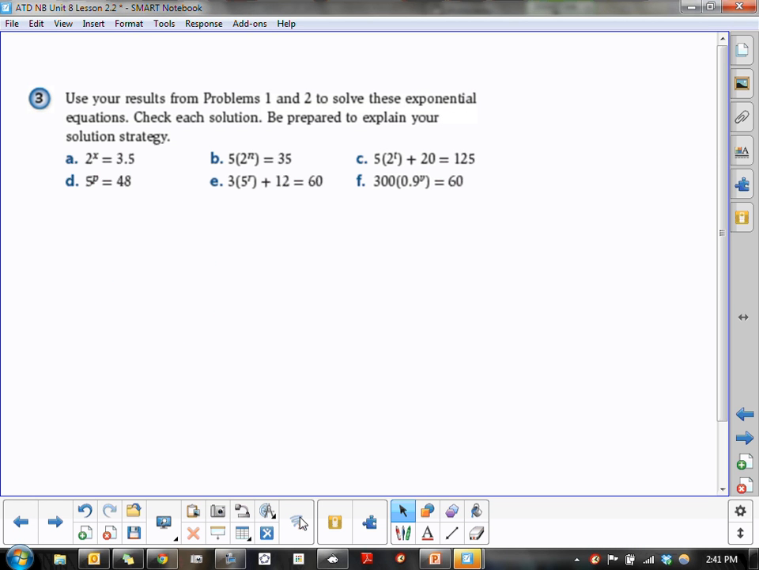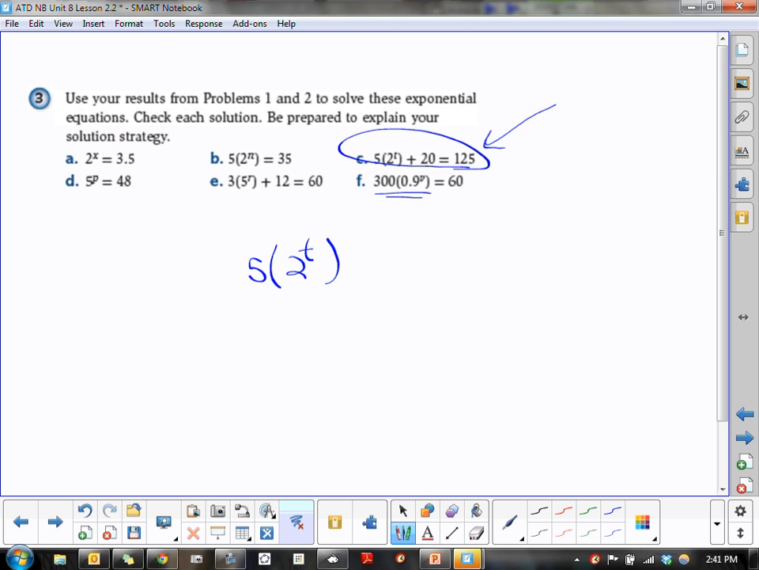Let's do 2 of these. Let's do letter C, and let's come back and do F. C. PEMDAS backwards. What's it going to force you to concentrate on first? Subtracting the 20, so it's going to be 5 times 2 to the t equals 105. Now what does PEMDAS force you to do? Divide by 5, so that means 2 to the t equals 21. We are now back to our exponent. So we're going to use logs. It better be a log of what base? Base 2 of 21 equals t.